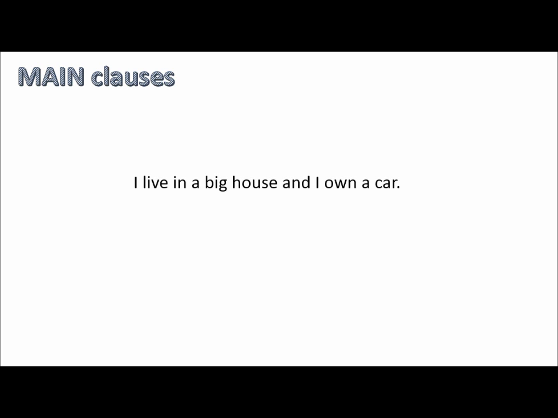Here is another example. I live in a big house and I own a car. Now, in this instance, we still have the one verb in the phrase I live in a big house that forms a main clause, and that could stand on its own as a full sentence. However, the sentence hasn't finished there, because we also have another phrase with a verb in it that could also stand on its own as a sentence. And so we have two main clauses.